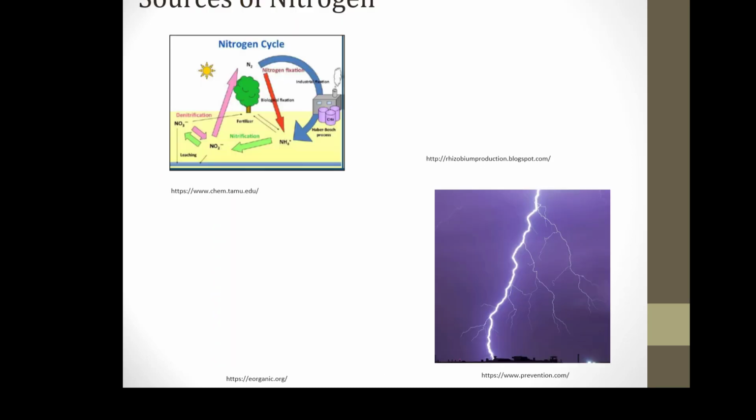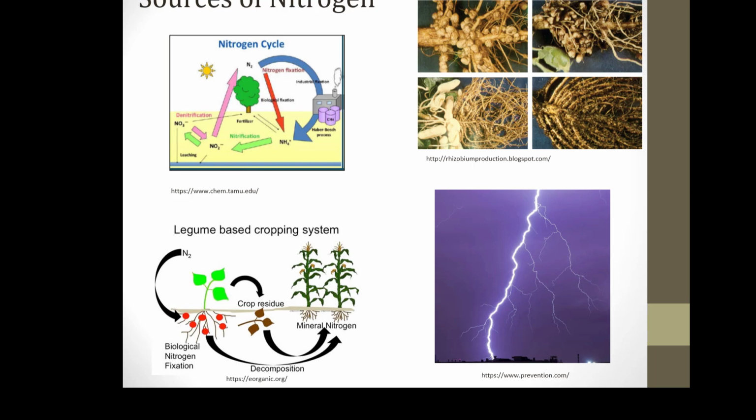Okay, so sources of nitrogen. Of course, we've got our nitrogen cycle that we've talked about, but when we're talking about industrial fixation, which is where some of the synthetic fertilizers come from, they bypass this whole situation. And of course we know about lightning, and here's our legume cropping system, and there's our nodules on our plant material.